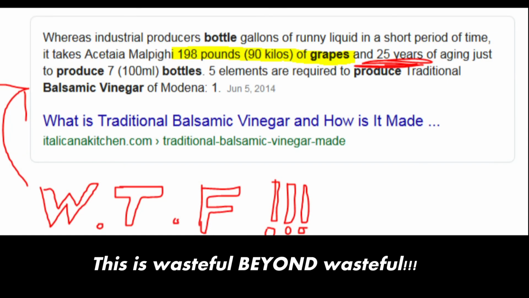How many grapes have to die before you get a bottle of balsamic vinegar? It is a waste beyond waste. The grape is the food. The vinegar is the lie. All forms of vinegar, it doesn't matter what. Yes, I am generalizing this as a blanket statement to the world of vinegar. Nobody should eat vinegar. Oh, sorry, drink vinegar.